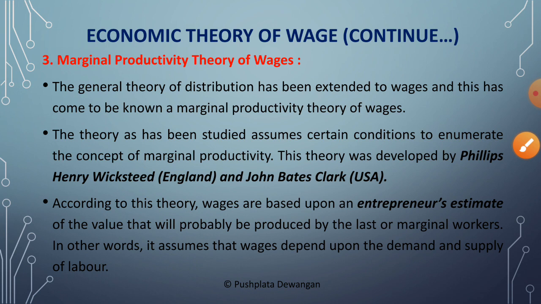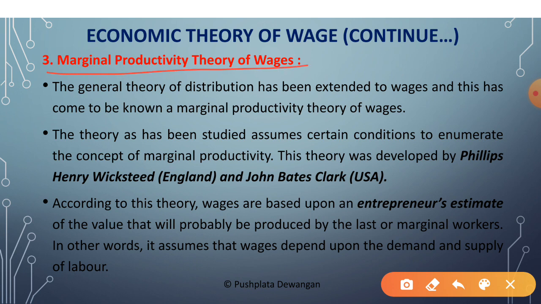Now the third theory is the marginal productivity theory of wages. The general theory of distribution has been expanded to wages, and this has come to be known as the marginal productivity theory of wages. So the earlier theory is expanded so that the marginal productivity theory of wages can be made. This theory assumes certain conditions to enumerate the concept of marginal productivity.